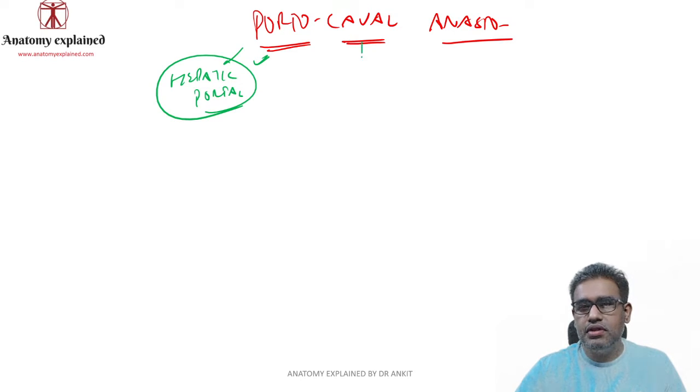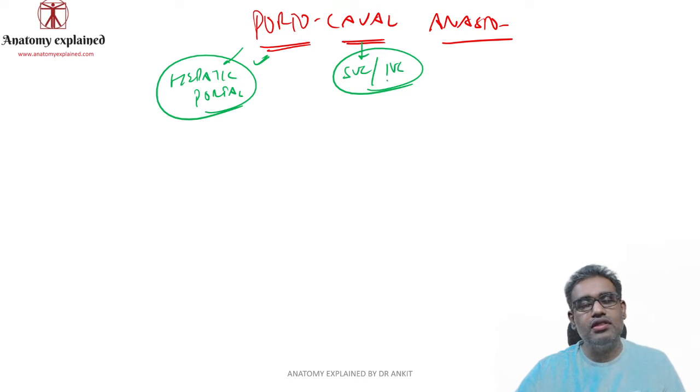And this caval system is the one which is also known as the systemic system. So you can also use the word portosystemic anastomosis or portocaval anastomosis. Caval is actually referring to SVC or IVC, so that is the systemic part. So this is our portocaval anastomosis.